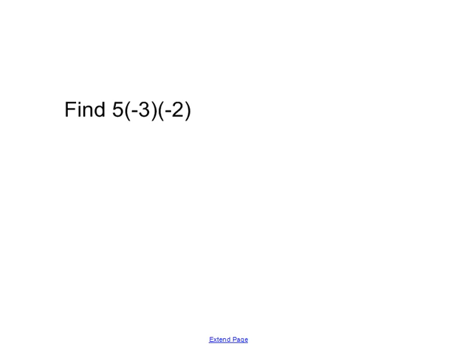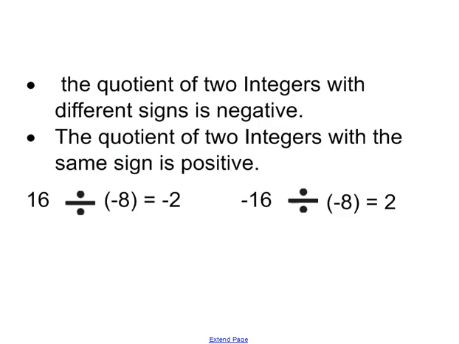Find 5 times a negative 3 times a negative 2. Again, I'm going to use the associative property, and I'm going to group these two together this time because they have the same signs. I'm going to say 5 times a negative 3 times negative 2. 3 times 2 is 6. Since they both have the same sign, it becomes positive. 5 times 6 is 30. They both have the same sign, so they are positive. So the answer is a positive 30.